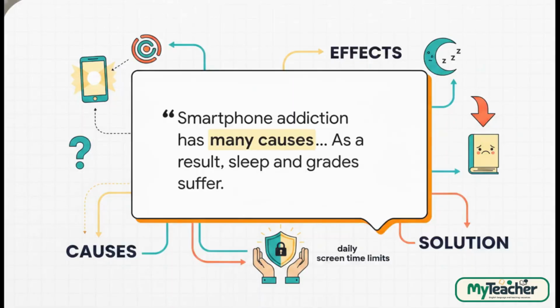So let's see how all of this actually comes together in practice. Let's read this short, complete example together slowly. Smartphone addiction has many causes, such as social media and boredom. As a result, sleep and grades suffer. Therefore, we must set daily screen time limits. Do you see how perfectly that flows? We've got our causes, our effects, our linking words, and a solution, all fitting perfectly into one short story.